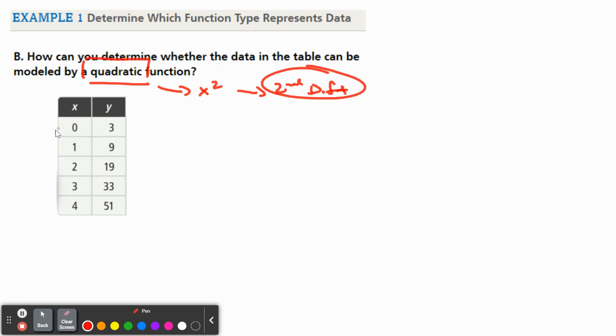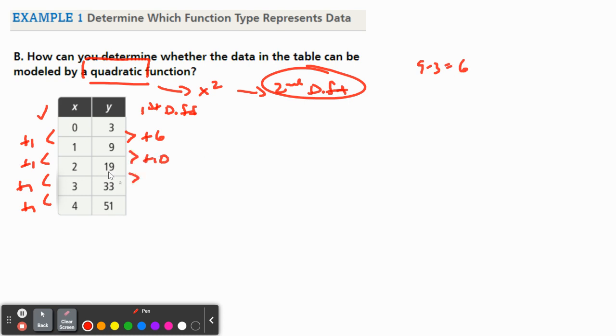First thing you should do is check your x's. So if we go from 0 to 1, we're adding 1, 1 to 2, adding 1, 2 to 3, adding 1, 3 to 4, we're adding 1. So that is a constant change in x. That is good. Now we're going to look at the first differences. And again, hopefully the numbers are close enough that you can just use your brain. So from 3 to 9, we are going up by 6. If you can't do that in your brain, do 9 minus 3, which is 6, or use decimals. From 9 to 19, we're going up by 10. From 19 to 33, that might be tough for you, so just do 33 minus 19. Well, that's 14.